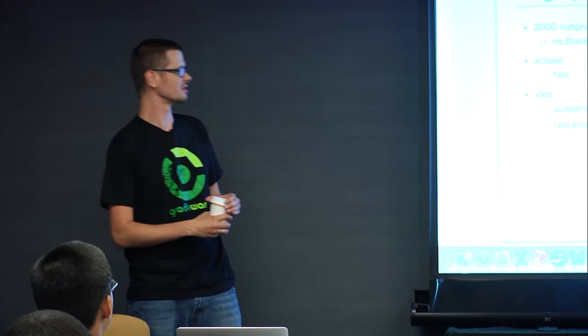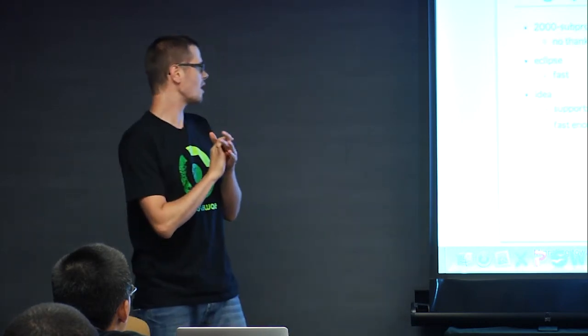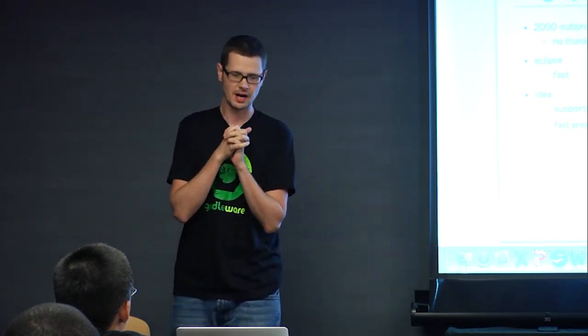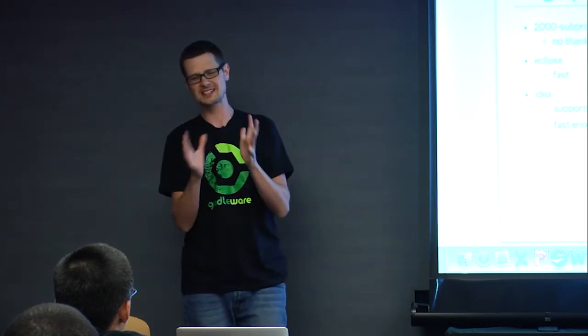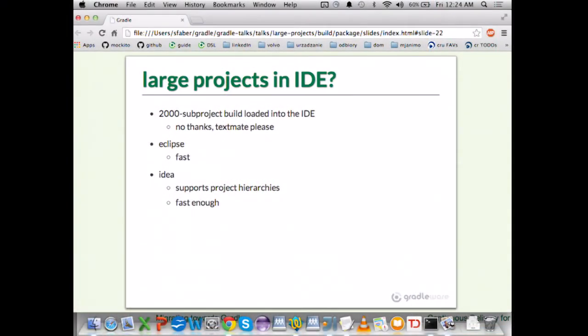Oh, large projects in the IDE. It's not really cool. A 2000 project build in IntelliJ or Eclipse is a nice stress test for the IDE. It's not a very convenient way to work. In general, Eclipse tends to be a little bit faster with large builds, but has some downsides as well. For example, it's not hierarchical, and the working sets in Eclipse do not quite work. My experience with that is not really good. In IDEA, it's a little bit better. You have project hierarchies, so large Gradle builds map more easily to IDEA. IDEA is also typically fast enough.